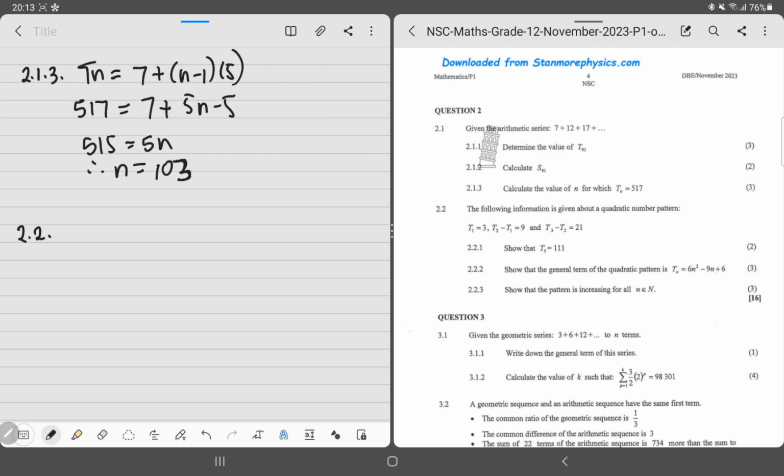2.2. The following information is given about a quadratic number pattern. T1 is 3, T2 minus T1 is 9, T3 minus T2 is equal to 21. Show that T5 is equal to 111. So T1 is 3. And then we know that T2 minus T1 must be 9. In order to get the value of T2, we need to add 3 plus 9. It's going to give us the following term. So this is going to be 12, so that when we say 12 minus 3, we get 9.